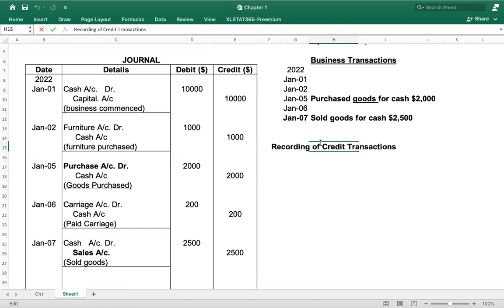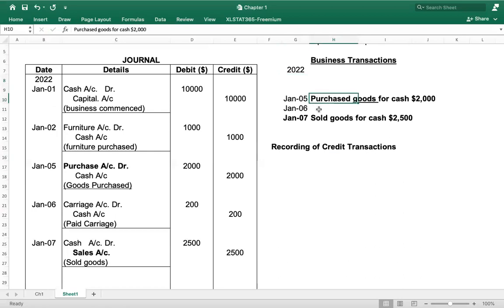Just a minute. Now, today we are going to learn how to identify a credit transaction. Right now, tell me, this 5th Jan. What happened on 5th Jan?